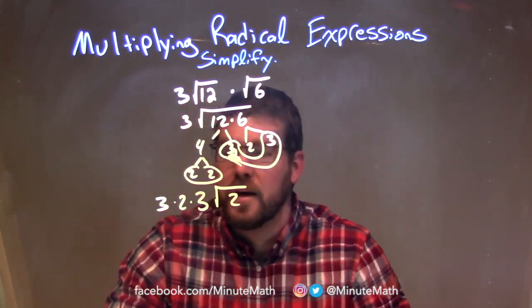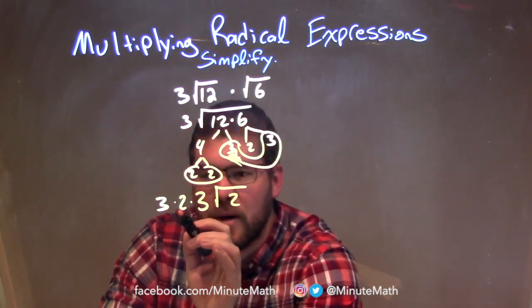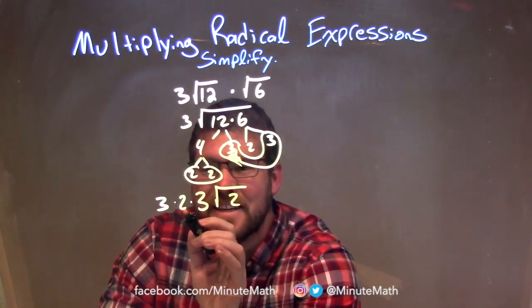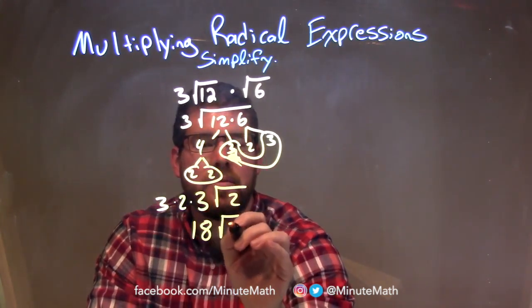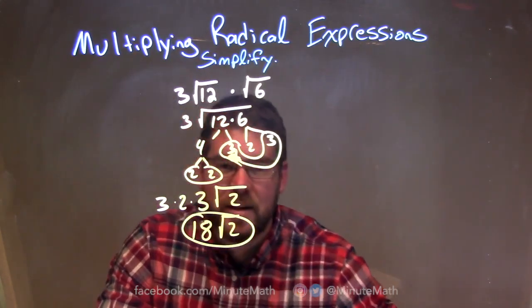So now we can simplify here. 3 times 2 times 3. Well, 3 times 2 is 6, times 3 is 18. So we have 18 times the square root of 2. And that is our final answer.